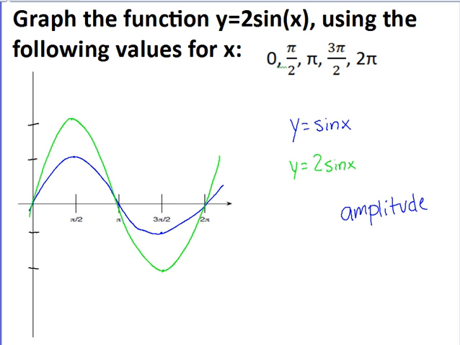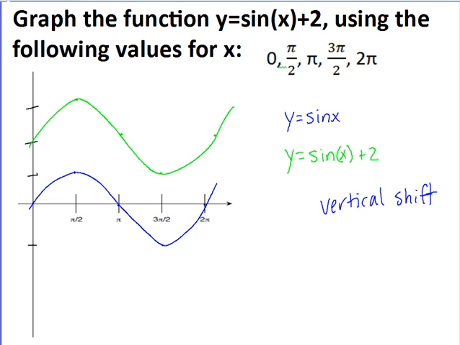So here's what some of these transformations look like. In blue is the parent function, y equals sine x. And then in green, we're going to graph a different function. So this time 2 sine x. So putting that 2 out in front changes the amplitude. It makes the max and min lower and higher. All right, so that's what it looks like when we change the amplitude.